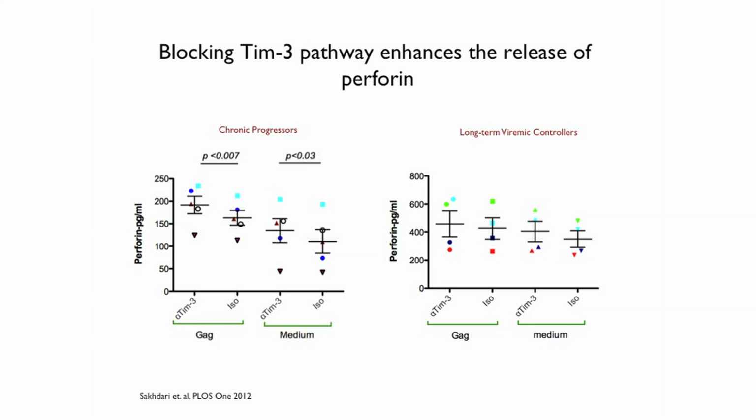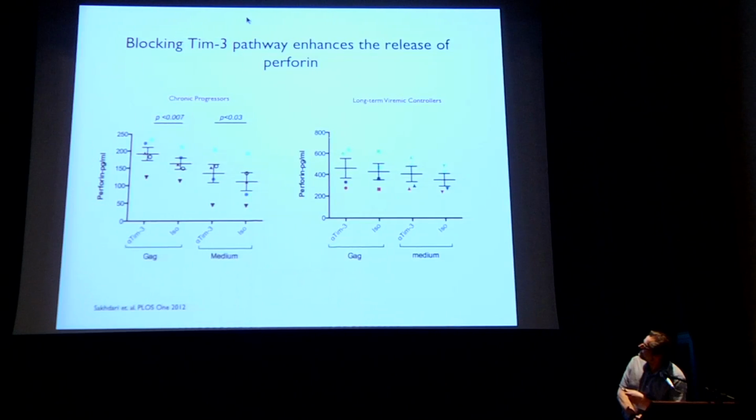If we look at chronic progressors who have high levels of TIM3 expression, what we did is we incubated them with GAG peptide in the presence of an antibody to TIM3 or an isotype control. And we found that if you add the antibody to TIM3, the CD8 cells will release more perforin into the supernatant compared to the isotype control. We didn't see this in long-term non-progressors because their CD8s don't express TIM3.